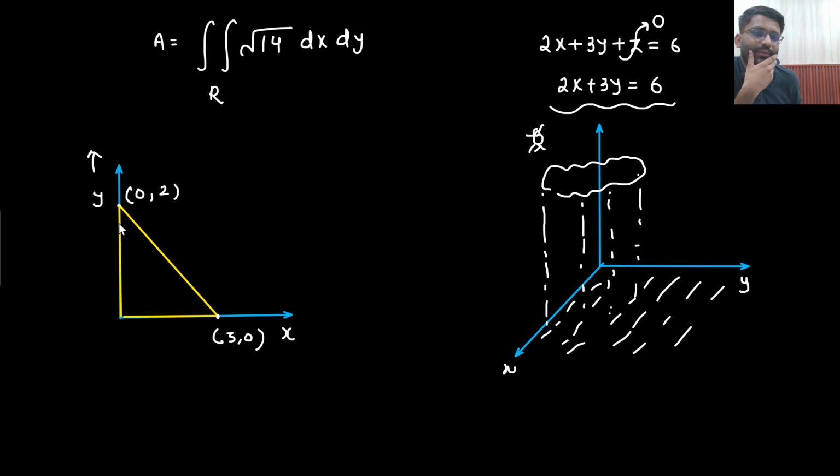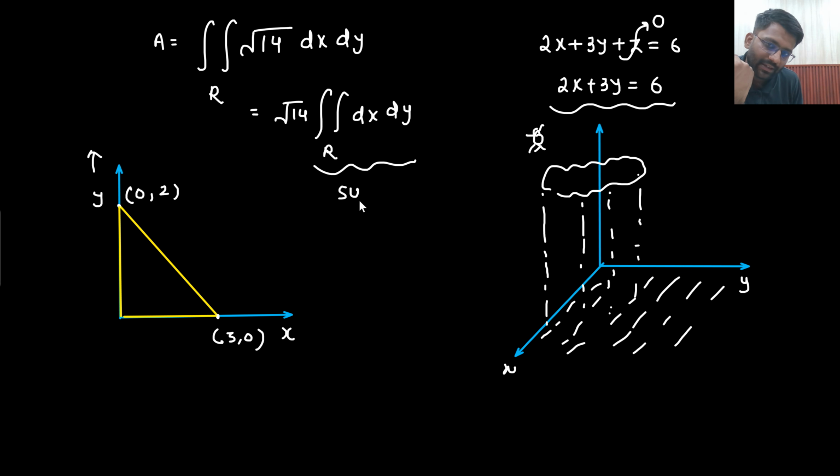Is that clear to you? So what are we supposed to find out? Under root 14 you take outside. We are supposed to find out the integral of R dx dy. What would this represent? This would simply represent the surface area of R. What is R? This is R, in the xy plane. So this would simply represent the surface area of region R.